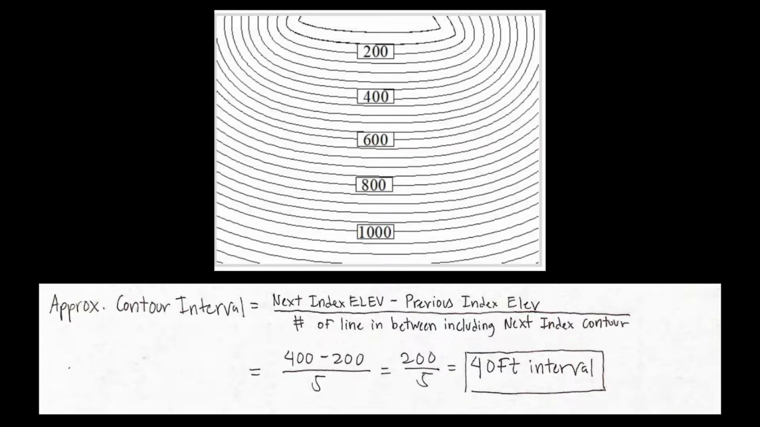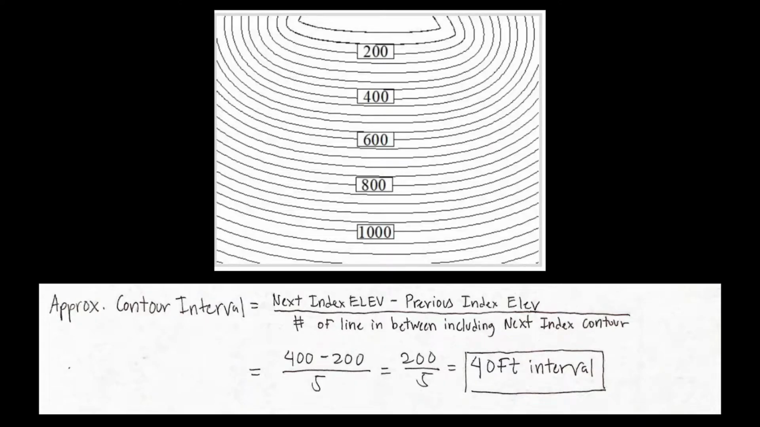For us to determine the contour interval, we need to use this formula in determining the approximate contour interval, which is the next index elevation minus the previous index elevation, divided by the number of lines in between, including the next index contour. In this picture, I used 400 as my next index elevation, and previous to 400 is 200. If I count the lines between 200 and 400, which is 1, 2, 3, 4, 5, that is 5.